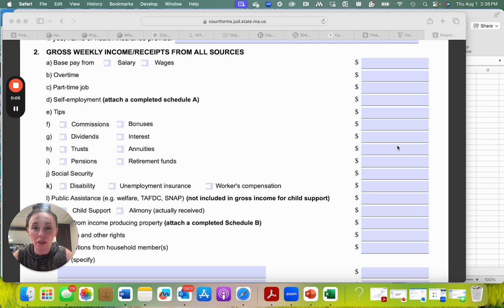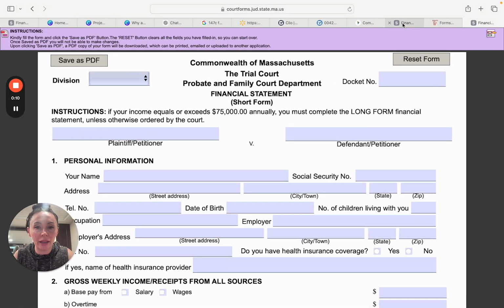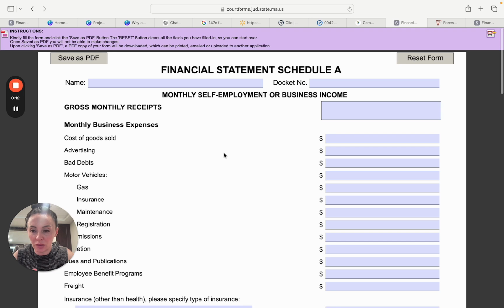Today I'm going to walk you through how to complete the Schedule A of your Massachusetts financial statement that you need to file with the family court. That is either the short form financial statement if you make less than $75,000 a year, or your long form financial statement if you're making more than $75,000 a year. If you are a self-employed person, you get 1099s, you have a business, you need to fill out the Schedule A, which feeds into your financial statement.